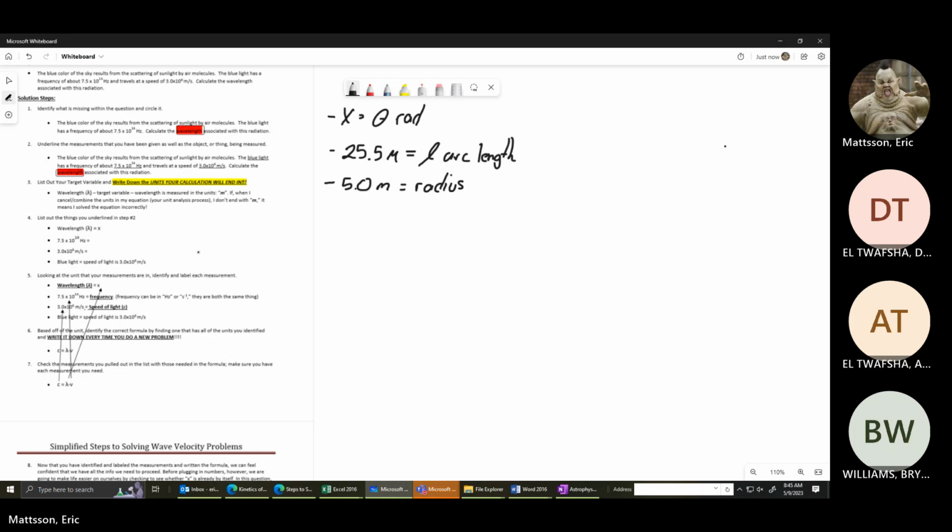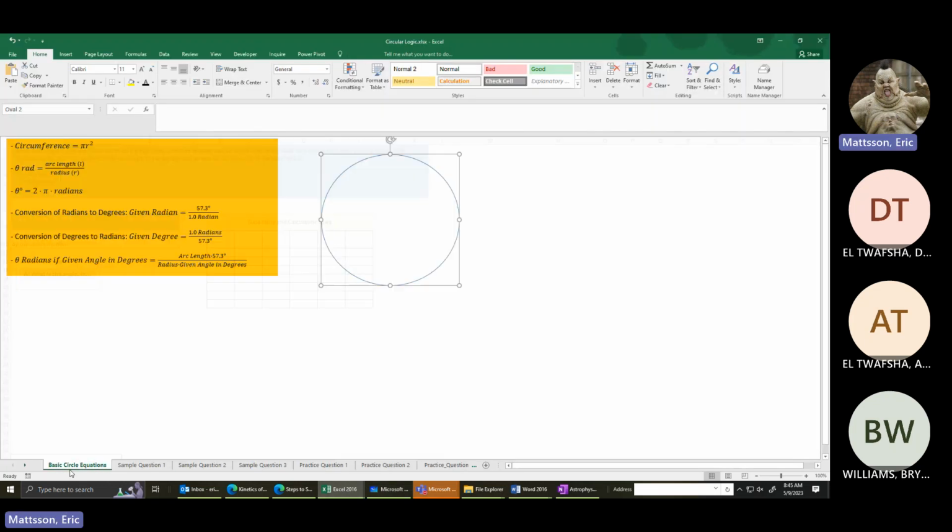Okay. So now that I have what I need listed and labeled, I don't have to look at the question anymore. I just need to find the equation that has these things in. So the equation that I need has to have radius in it, arc length, and then angle in radians. So I'll just go back to our equation sheet here, and we'll look for the equation that has these values in it. So if I look through the equations here, the only thing that has these 3 in, radians, arc length, and radius, is this equation.